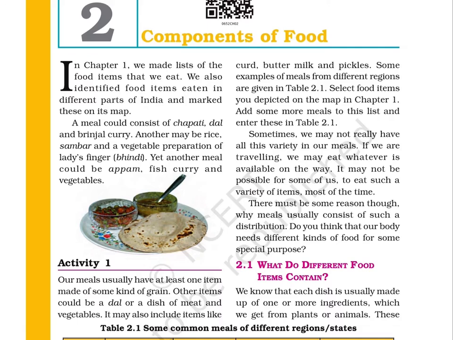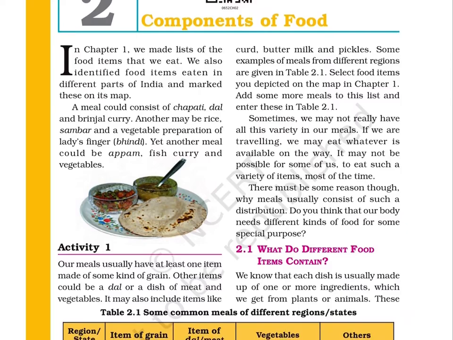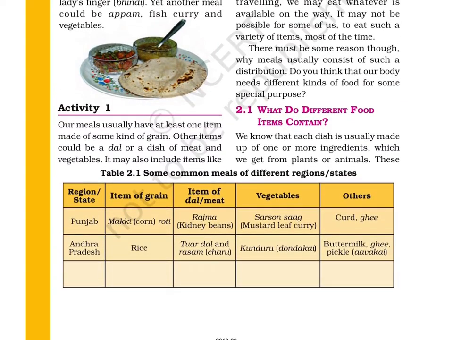Sometimes we may not really have all this variety in our meals. If we are traveling, we may eat whatever is available on the way. It may not be possible for some of us to eat such a variety of items most of the time. There must be some reason, though, why meals usually consist of such a distribution. Do you think that our body needs different kinds of food for some special purpose?